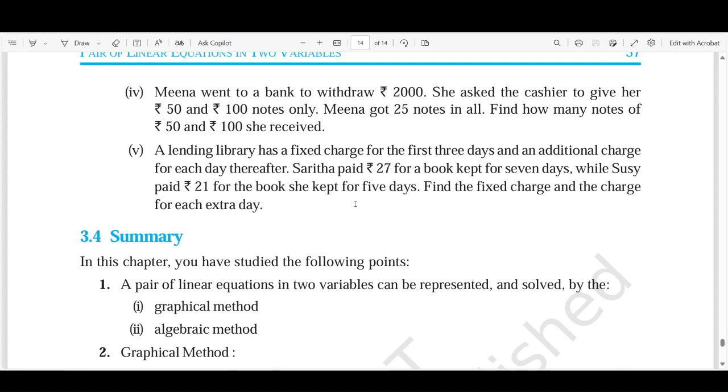You can also substitute the x and y values in the equations and verify, and you can also check whether the conditions got satisfied or not.